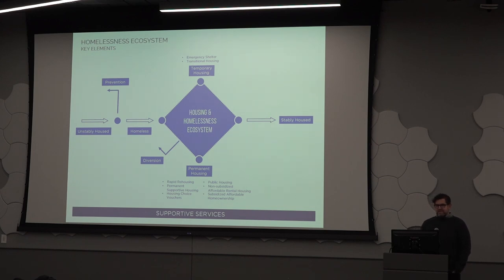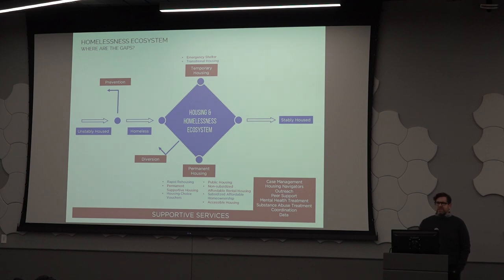Basically, unstably housed individuals enter the system, and there can be prevention efforts that put them back into stable housing. Or if they're homeless, they may go into the different types of housing, being temporary housing, permanent housing. And then underneath all of these is all the supportive services that a lot of organizations in our community do, but they support people from when they present to the system, all the way through, and even when they're stably housed, with the goal of providing the supports that allow for independence and stability long term.